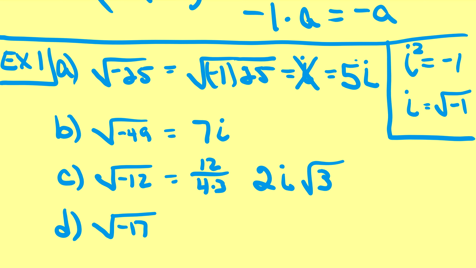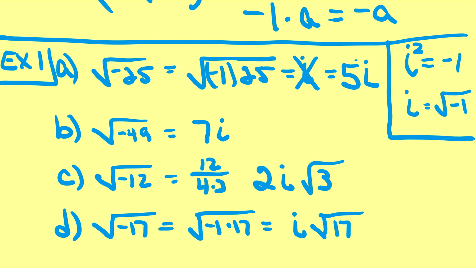And D, square root of negative 17. Well, the square root of negative 1 times 17. Remember, I'm looking at it this way: the square root of negative 1 times 17. The square root of negative 1, that's the i, and the square root of 17 is the square root of 17. I can't factor 17, as it happens to be a prime number, so I just leave it under the radical sign. Very nice.